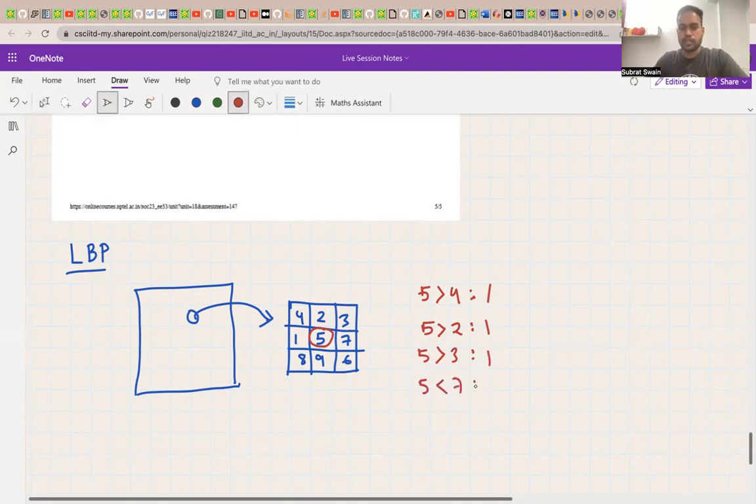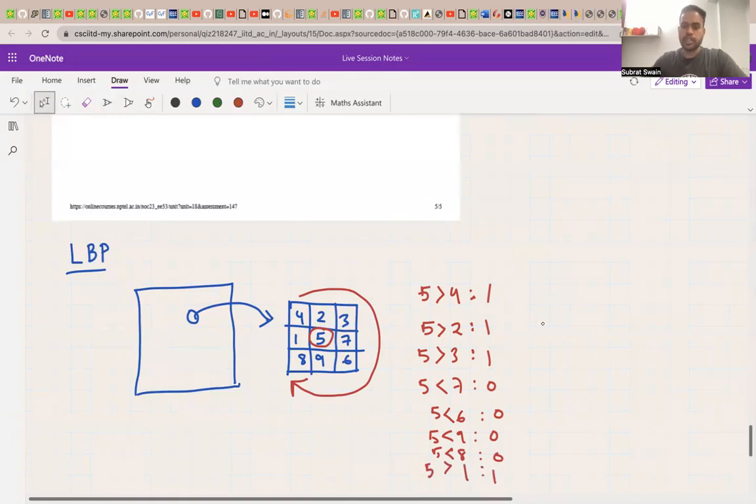5 is less than 7, it will be 0. 5 is less than 6, it will be 0. 5 is less than 9, it will be 0. 5 is less than 8, it will be 0. Like we are going clockwise. And 5 is greater than 1, so it is 1. So just arrange all these digits: 1, 1, 1, 0, 0, 0, 0, 1.